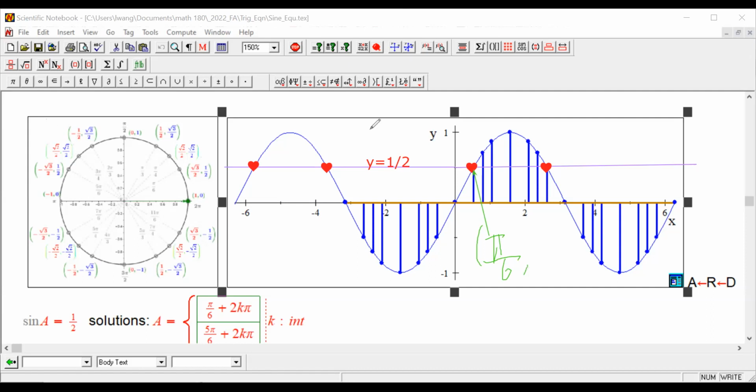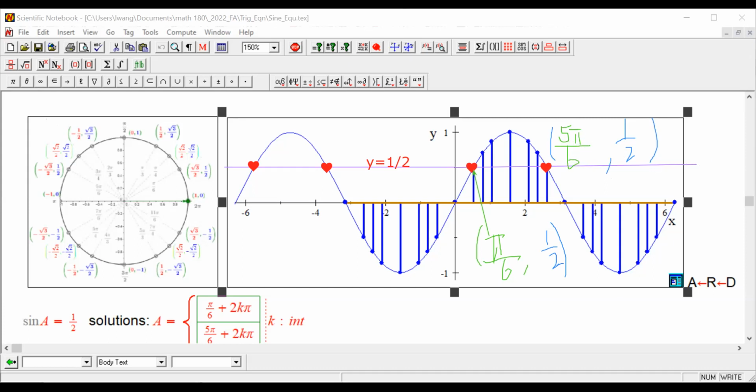And I'm going to write that in blue. I try to be consistent. In the past, we have used orange for pi over 6, the color I use in the classroom. And this other point, the output is also half, and the input, let me use green, is 5 pi over 6.